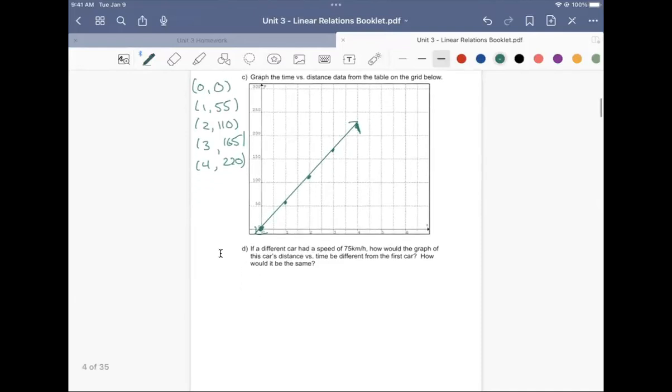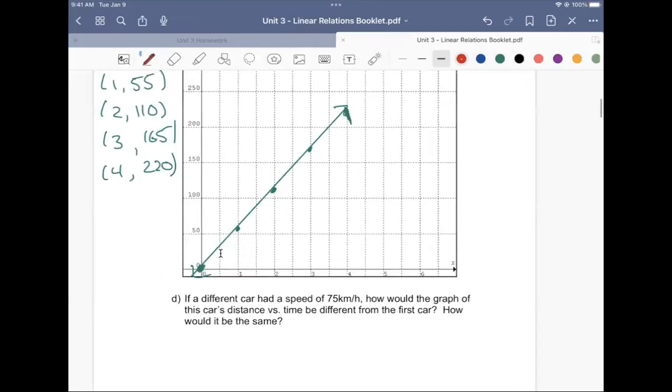Now, if a car had a different speed of 75 kilometers, how would the graph of this car's distance versus time differ from the first car, and how would it be the same? So the first thing that I'm going to do in this case is I'm going to end up drawing it out on the graph when we can. You will get used to being able to describe the differences without actually seeing the graph. But just to start off with, we will do that.